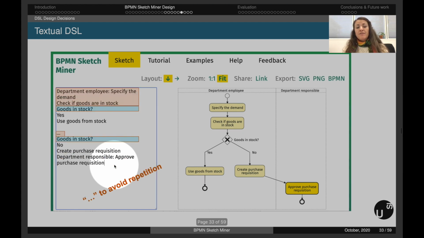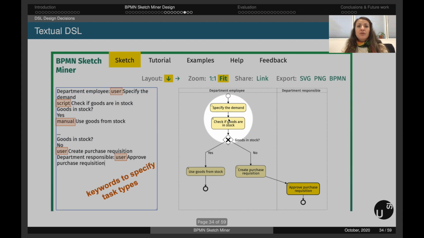Now, when we have some instances where multiple tasks are repeated, it can become cumbersome to repeat these common tasks. So the language does support the use of the 3 dots symbol, which is basically a placeholder for any sequence of tasks that has already been stated earlier. So in this way, we basically avoid having to state the first 2 common tasks.